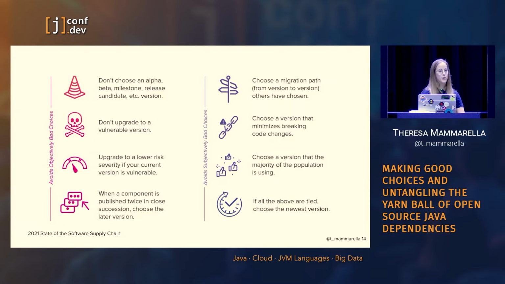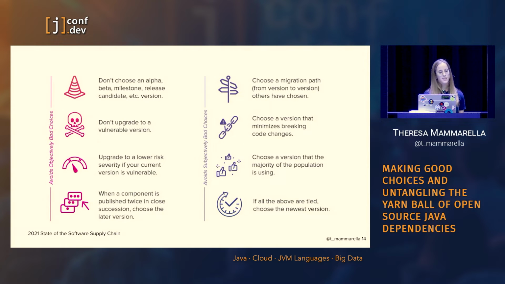The next objectively bad choice is don't upgrade to a vulnerable version. But again, it's easier said than done, because that vulnerable version might not be in the package you're pulling in. It could be in a transitive dependency, like Log4j, for example. Next objectively bad choice, upgrade to a lower risk severity if your current version is vulnerable. And this is pretty easy if you just have a severity 10 CVE like Log4j, I'm going to upgrade to the next one. But if you have, say, several medium vulnerabilities that are affecting a package, that could become sort of challenging to figure out what exactly is the least bad solution here.